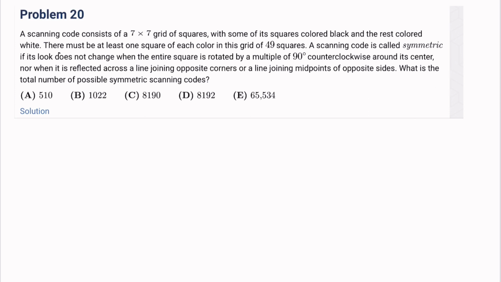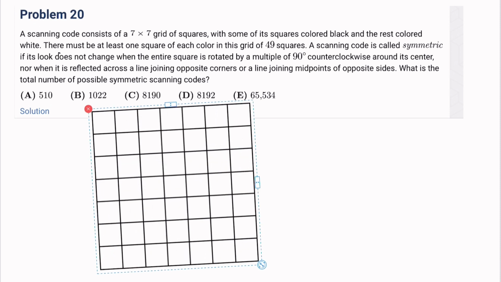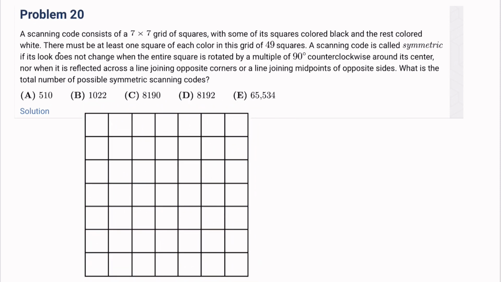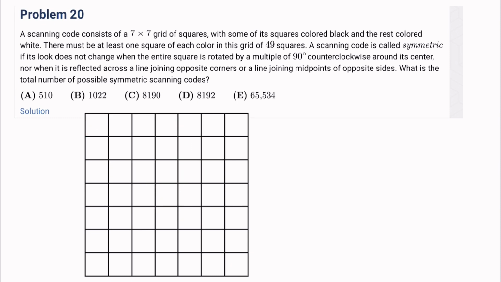Okay, so let's input a 7 by 7 grid of squares like this. And so this will be our grid, right? It is symmetric if its look does not change when the entire square is rotated by a multiple of 90 degrees clockwise, or when it is reflected. So that is basically saying that we only have freedom for these squares, right? Because the rest of the squares are determined by reflecting this shape, or by rotating it. And so that will make up the whole thing.